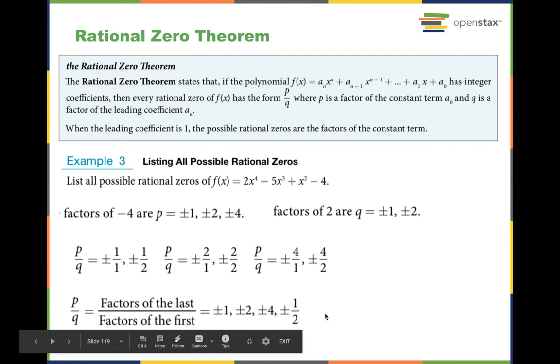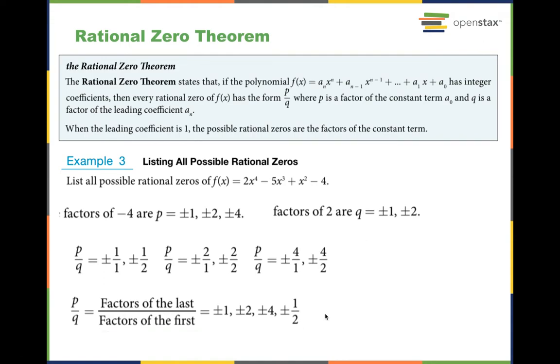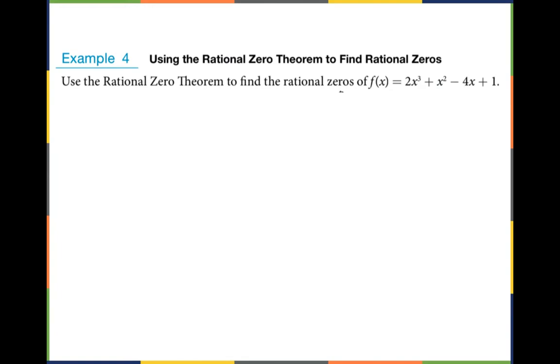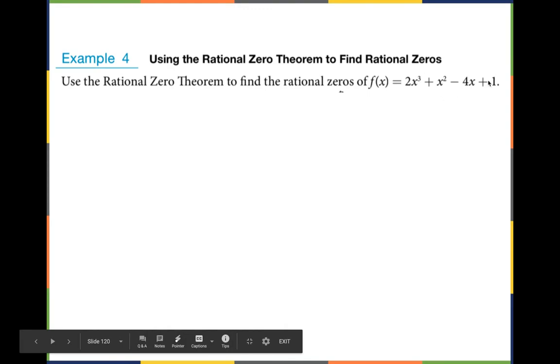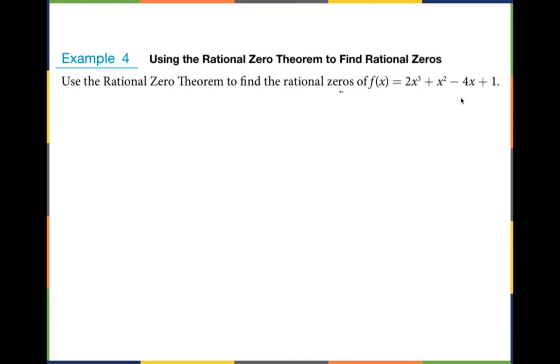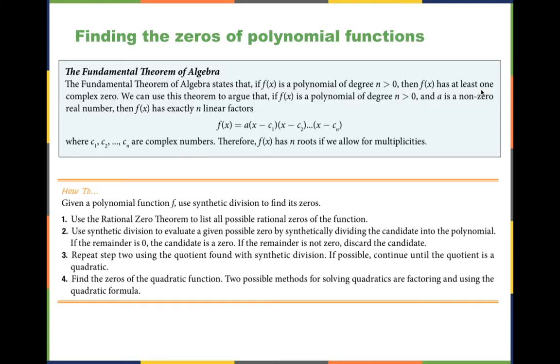But it gives us a place to start if we wanted to find all of the factors. All right, so let's use this. We're going to have to find the rational zeros of this polynomial. It's a cubic, so if we found just one zero or one factor, then we'd be down to a quadratic, and that we can solve, right?